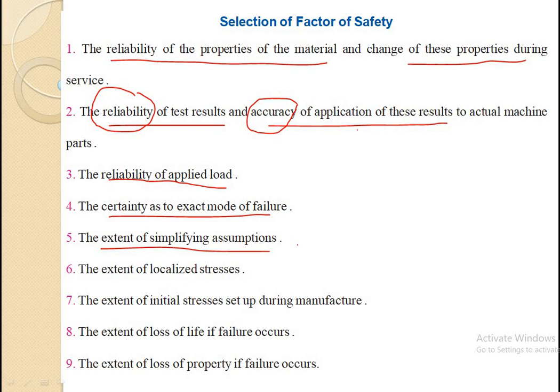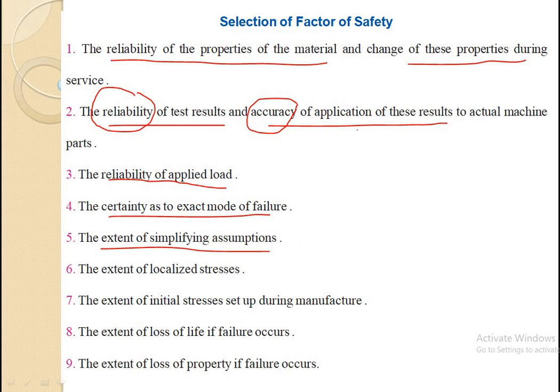We are considering that no bending load is acting on that element. We are considering that its grain structure is very good. But in actual practice, this is not the case. If those simplified assumptions are not accurate according to the loading conditions, then we have to go on the higher side for selecting the factor of safety.